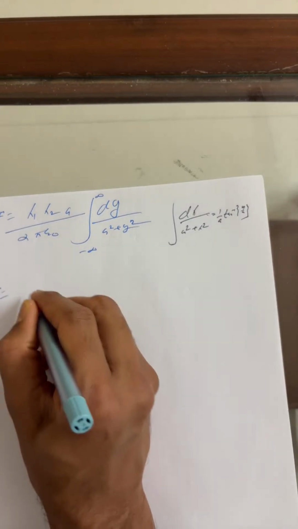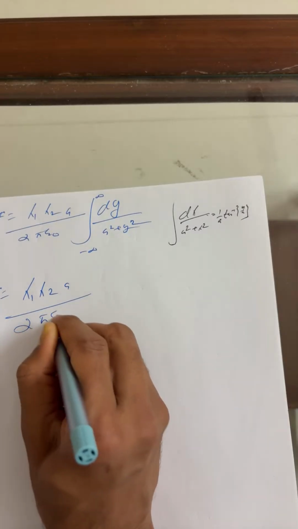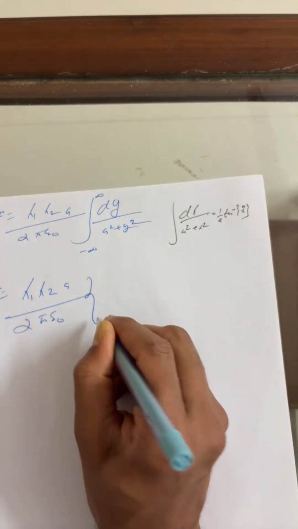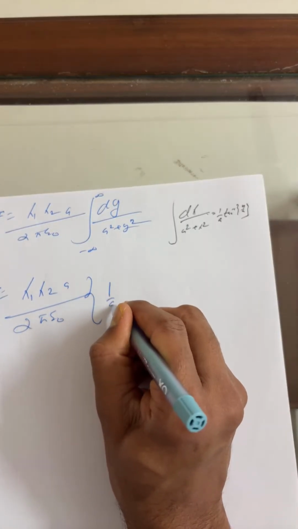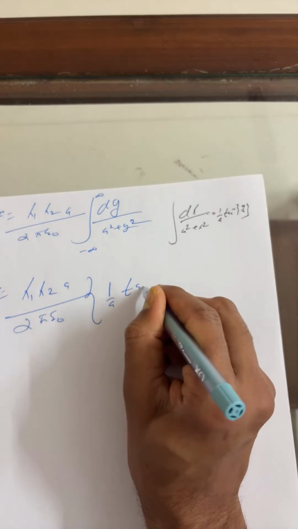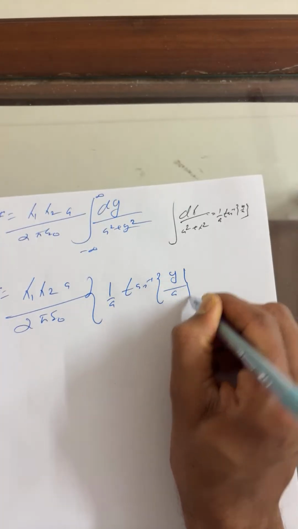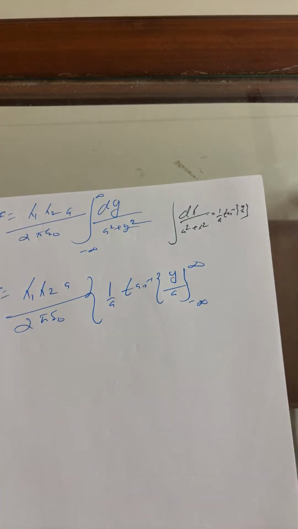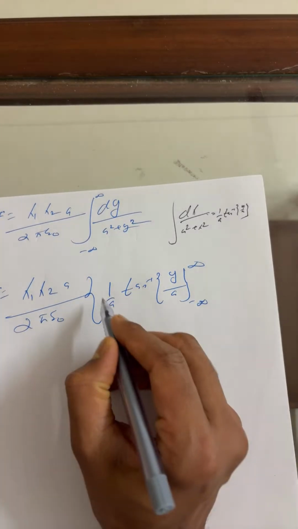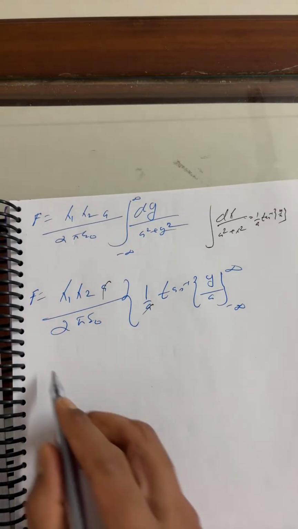So F you can write finally here: lambda 1 lambda 2 into a upon 2 pi epsilon naught. So this is 1 upon a, tan inverse y upon a, from minus infinity to plus infinity. So you can see this a and this a cancel each other here.